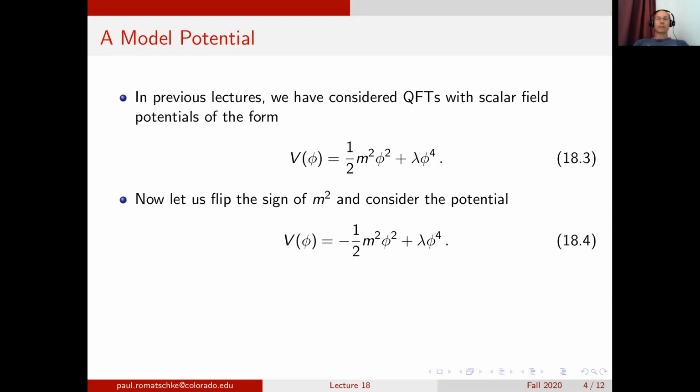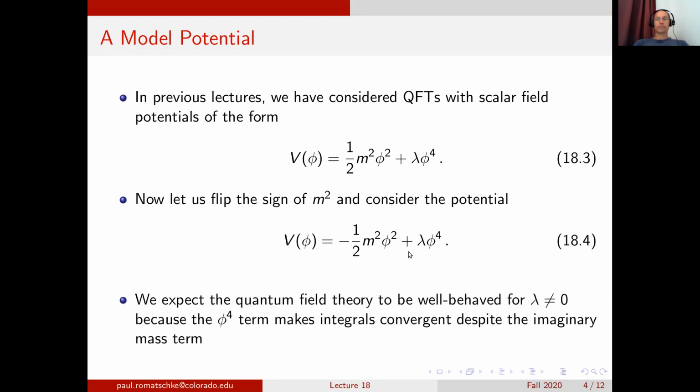So what I want to do in this lecture is consider potentials where I flip the sign of m squared, and instead of considering the potential that we've been using so far, consider a potential that has a minus m squared term here. For any non-vanishing, positive coupling constant lambda, the phi to the 4 term will stabilize the potential. So the quantum field theory will still exist because the integrals are still convergent, but the flipping of the sign of m squared has other consequences.